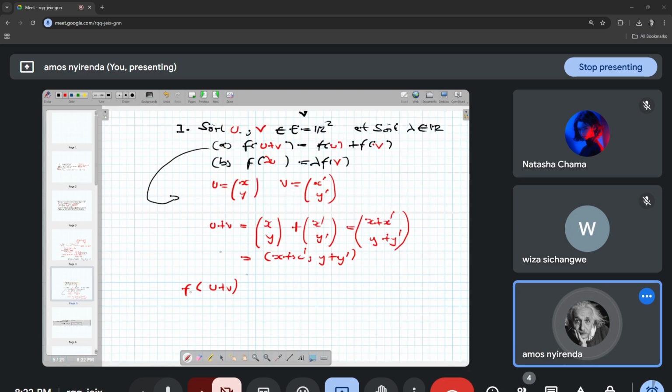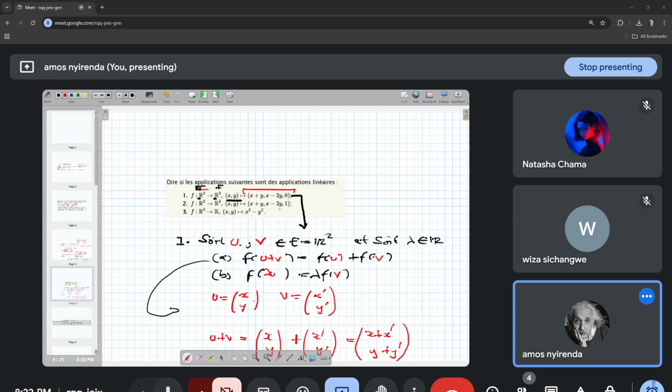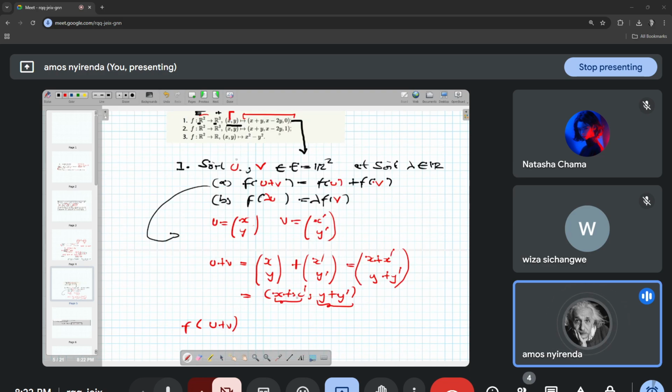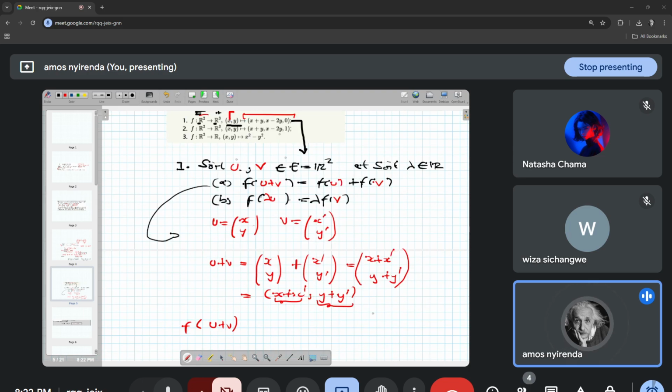So if I apply f to this new vector U plus V, because U plus V has given us a new vector. So this is like the first component, and then this is like the second component. So if you look at the way this application is defined, the x that we have here, we take it as x plus x prime. And then the y that we have here, we take it as y plus y prime. Because U plus V is another vector in R2, okay? It's another vector in R2. Then the components are x plus x prime, y plus y prime.